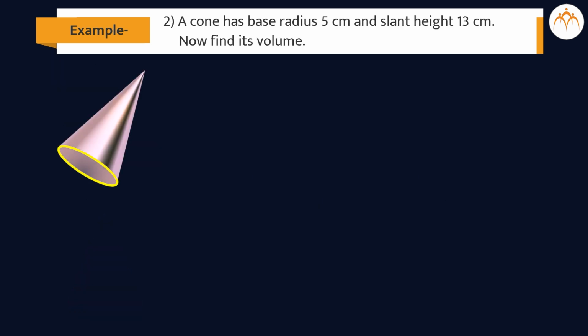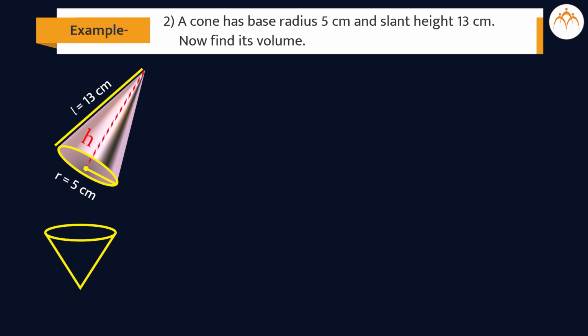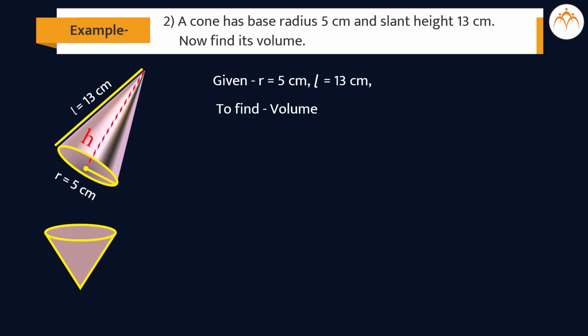A cone has base radius 5 cm and slant height 13 cm. Now find its volume. Solution. Given R is equal to 5 cm, L is equal to 13 cm. To find volume V of the cone. To find the volume, we need to find out the height. What is h? To get this, let's use Pythagoras theorem.